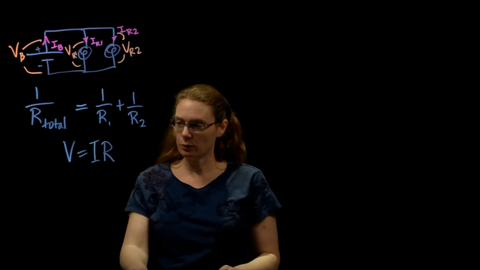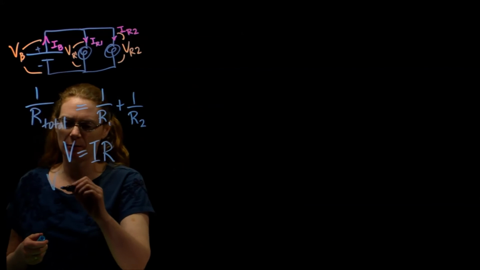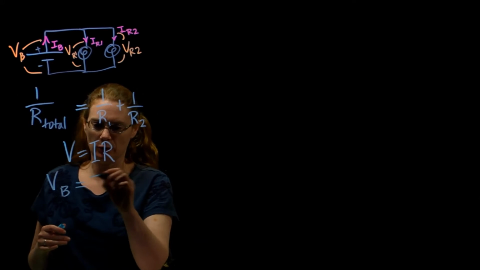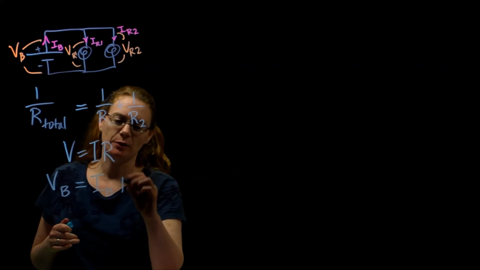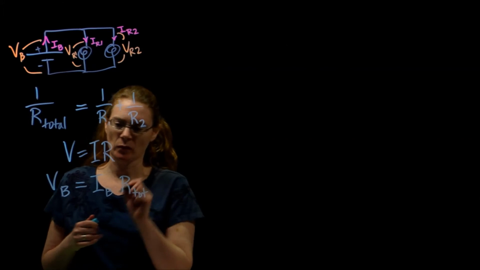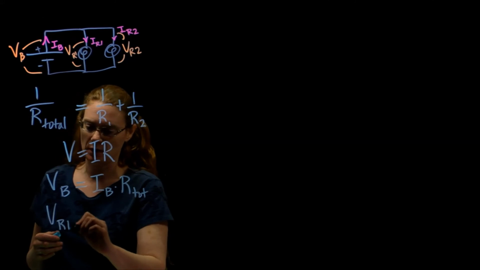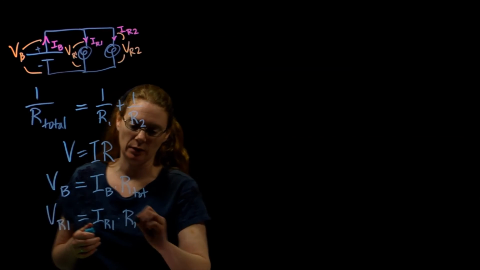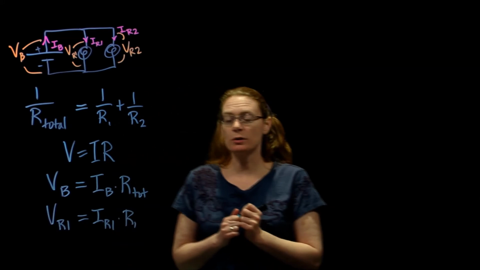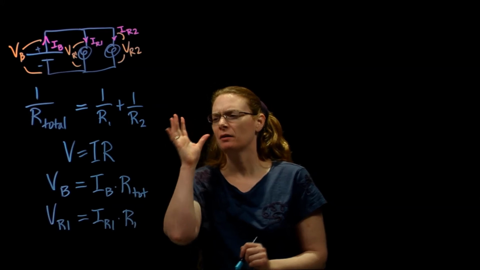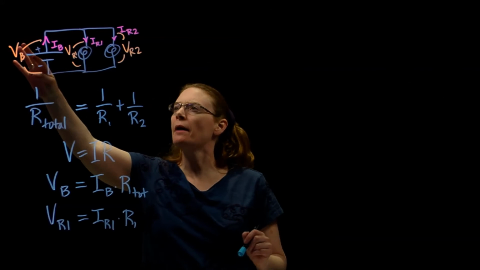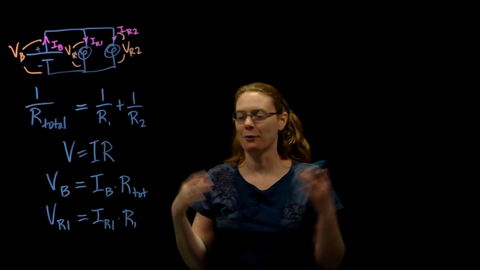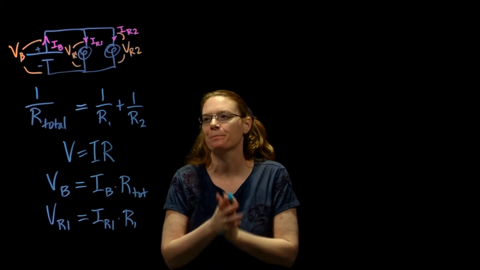But here, okay, voltage across the battery. This is going to be similar to what we had before. The voltage across the battery is the current through the battery times the total resistance. Or we could have the voltage across one resistor is the current through that resistor times that individual resistance. So those are important to keep in mind. You can't say I'm going to use the voltage across the battery and the current through resistor 1, because they're not the same thing. You have to keep it all consistent.